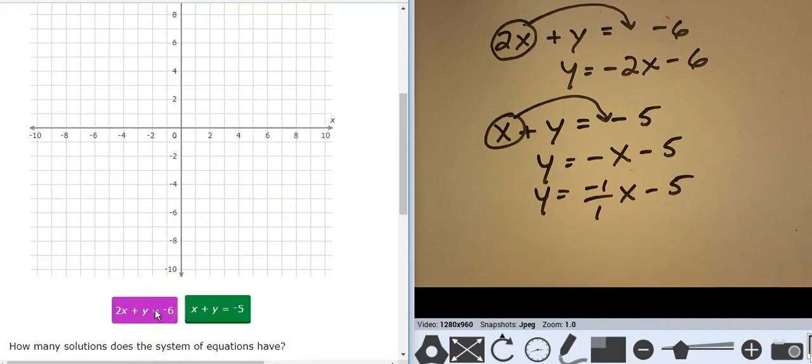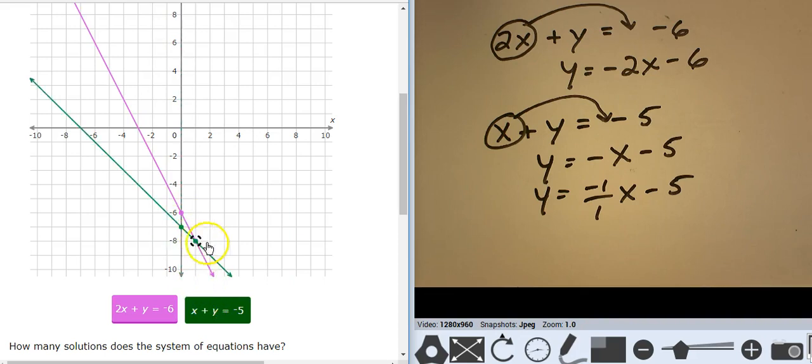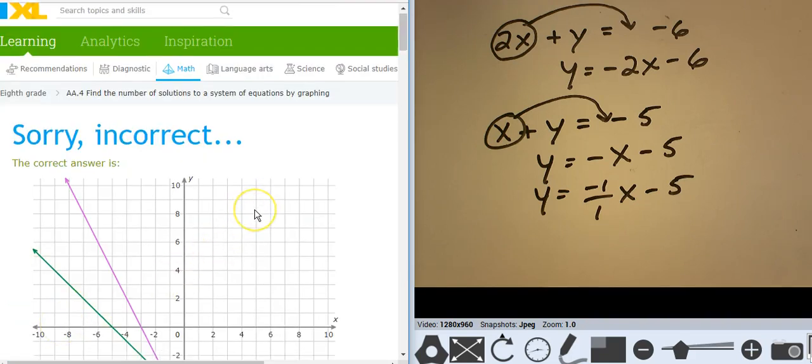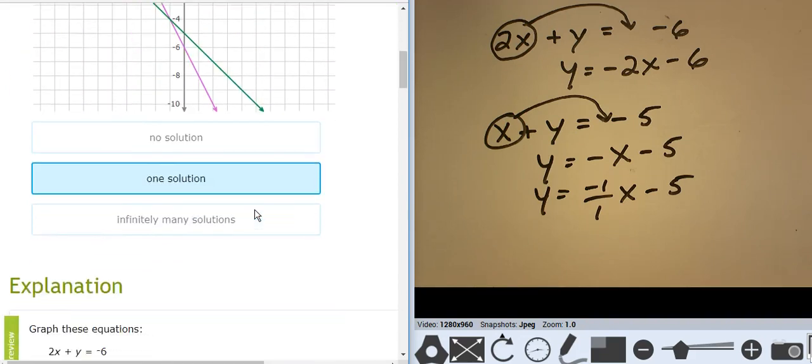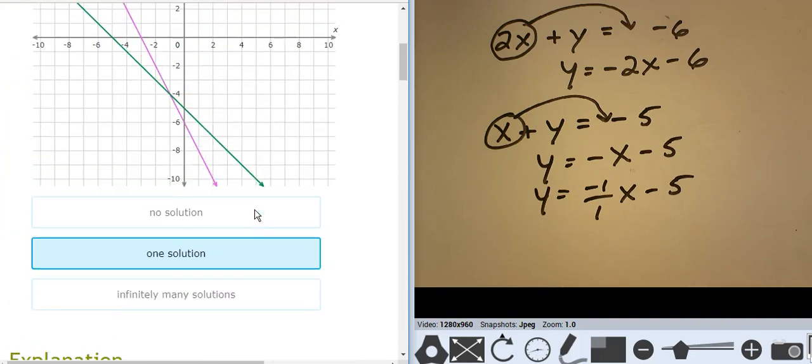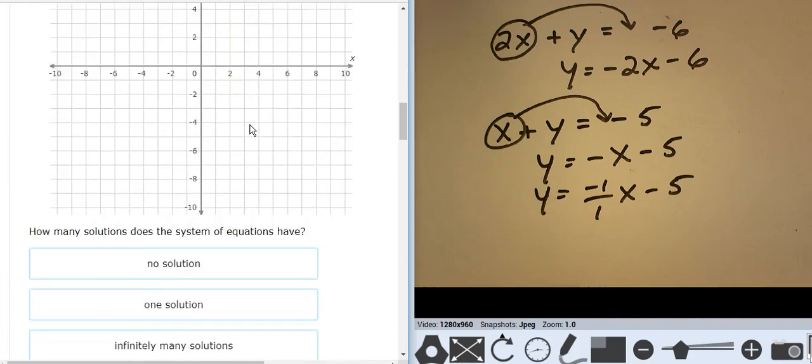So the purple one is start at negative 6 and go down 2 over 1. Green says start at negative 5 and go down 1 over 1. And that looks like one solution. Sorry, incorrect. Did I graph them incorrectly? How did I mess this up? I start at negative 6 and I go down 2 over 1. I start at negative 5 and I go down 1 over 1.